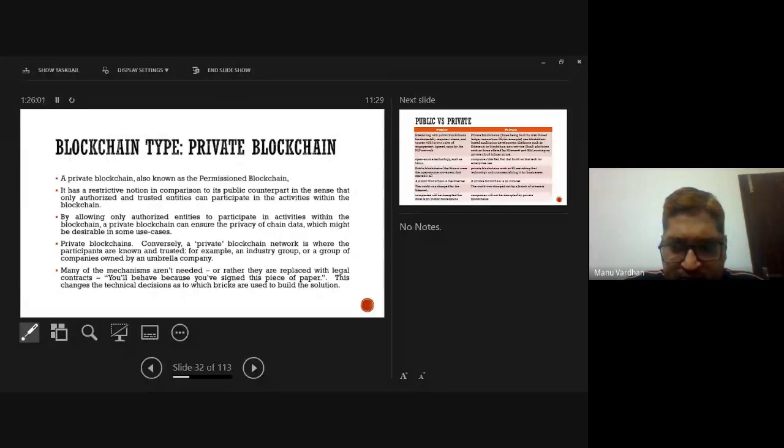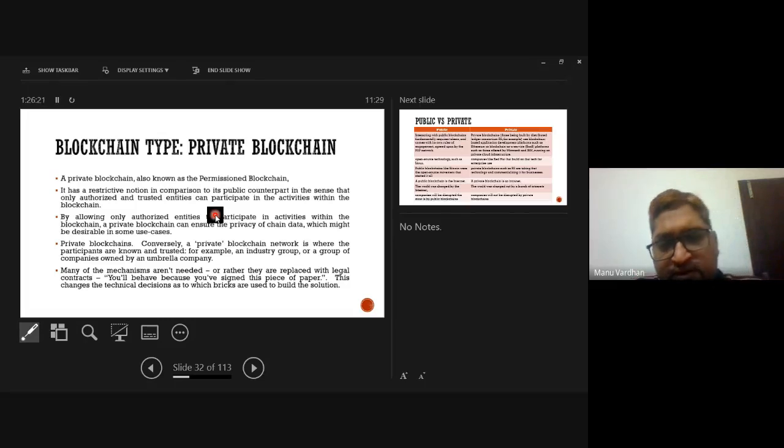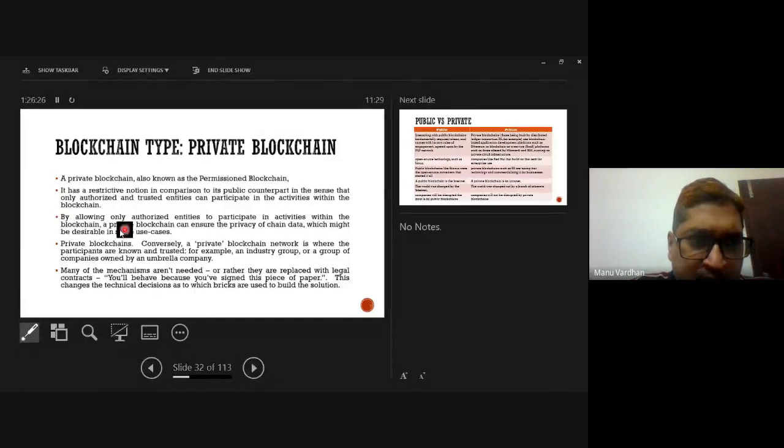As compared to this one, we have a private blockchain. Private blockchains are also known as permissioned blockchains. It has a restrictive notion in comparison to its public counterpart, in the sense that only authorized and trusted entities can participate in the activities within the blockchain. Here the participants will be known to everyone, and there won't be any anonymous participant. By allowing only authorized entities to participate, a private blockchain can ensure the privacy of the chain, which might be desirable in some use cases.